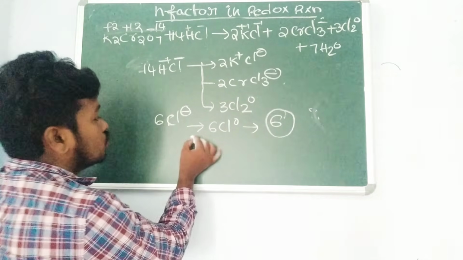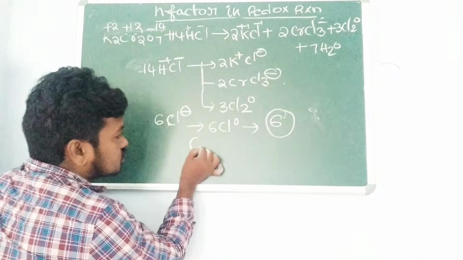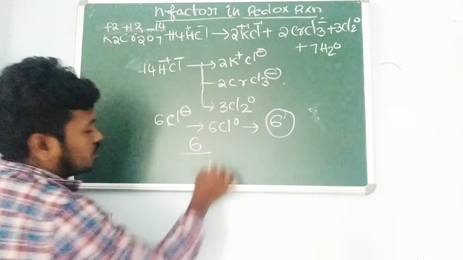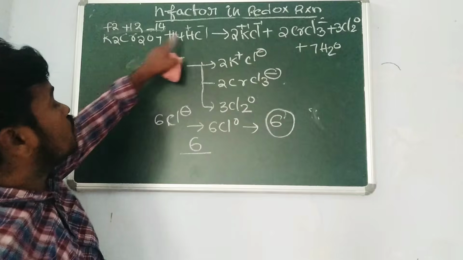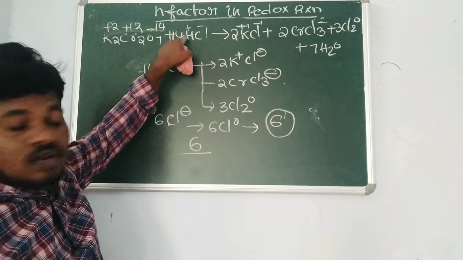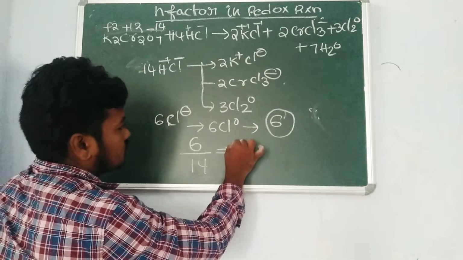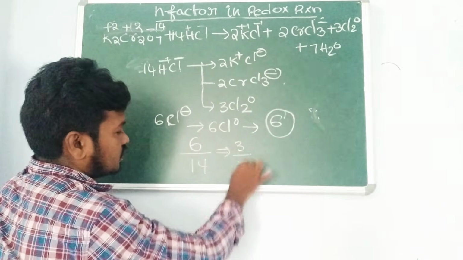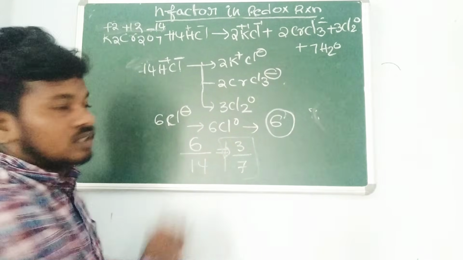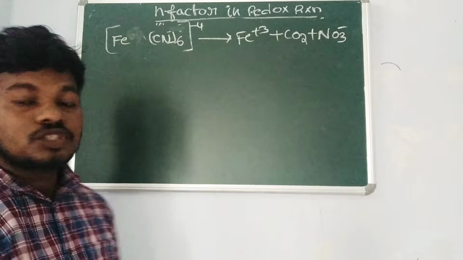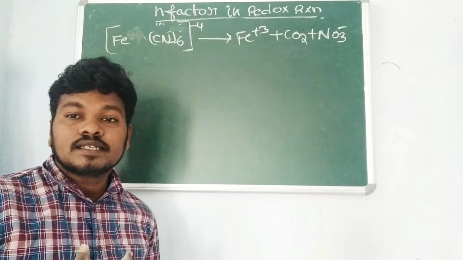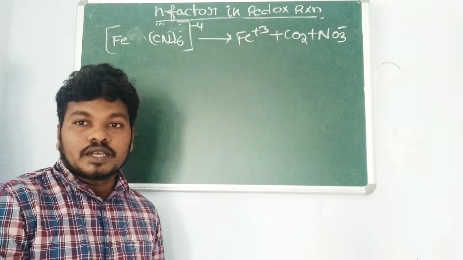That time what we have to do? Change in the oxidation state by total moles. How many moles of hydrochloric acid are there? 14. So if you do the simplification, 3/7. This is the n factor for these equations. So next you can see how you can calculate the n factor for the complex ions.